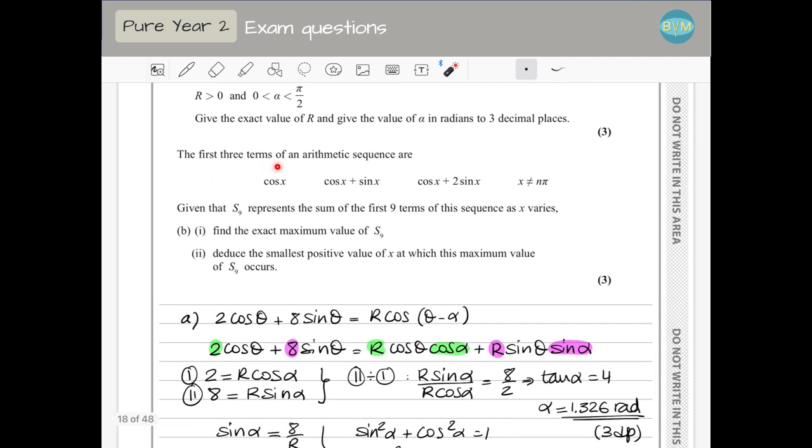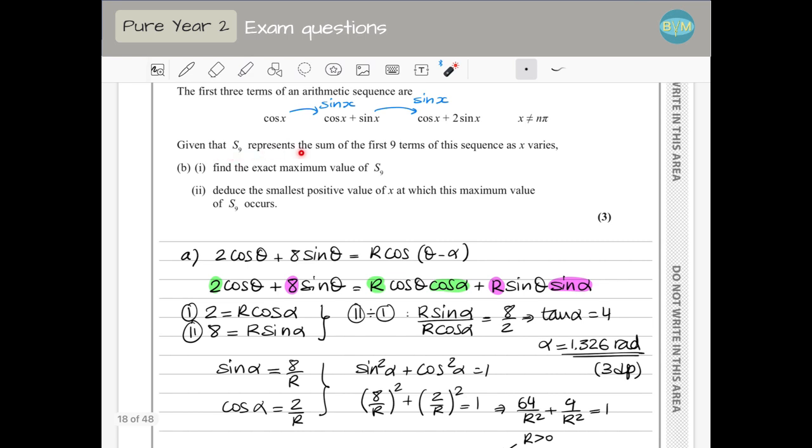Then the first 3 terms of an arithmetic sequence are these ones. Arithmetic sequence, so we are adding the same thing. If you look at it, we have the first term, then the first term plus sin x, and then this term plus again sin x. So we are adding sin x all the time. That's our common difference. It's not difficult to see. If you are not seeing it straight away, you just have to subtract this term minus this one, and then check by subtracting this one minus this one.